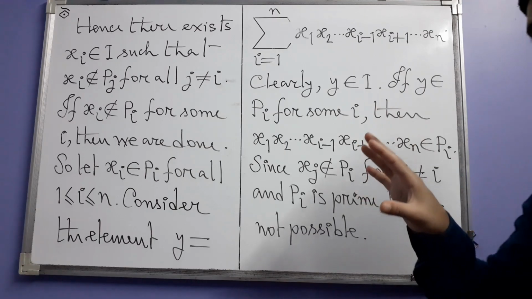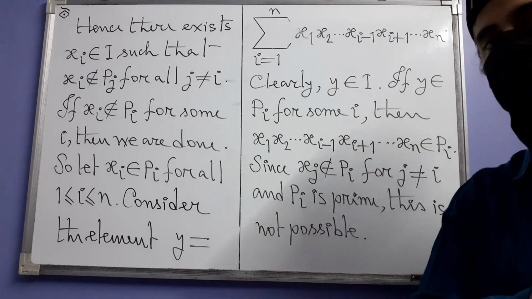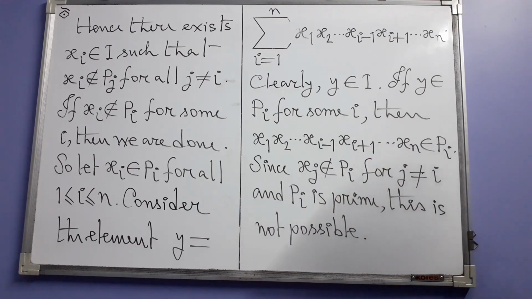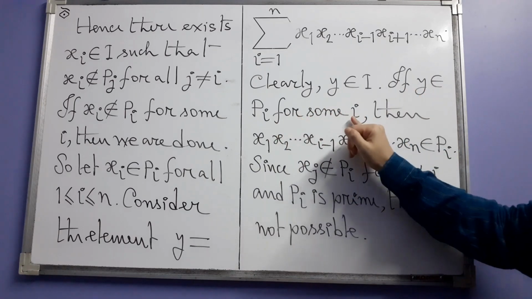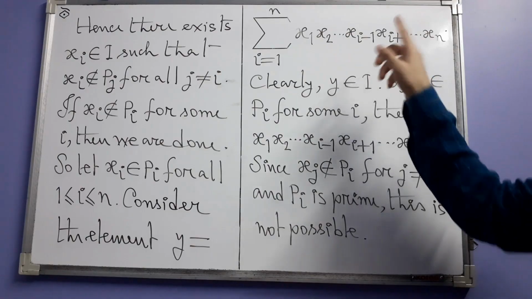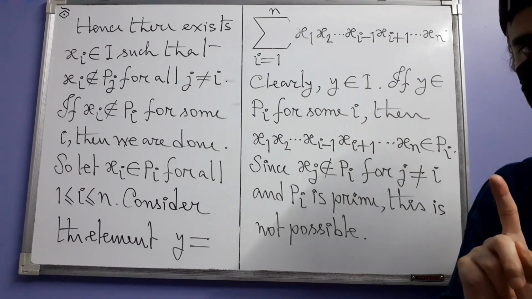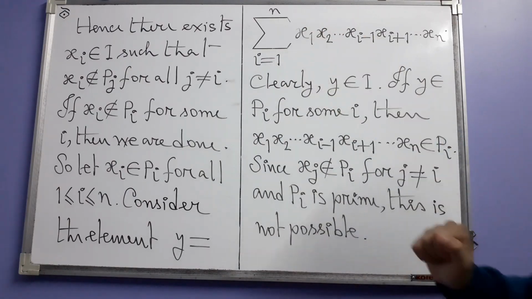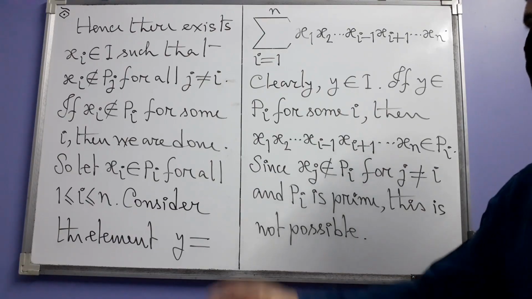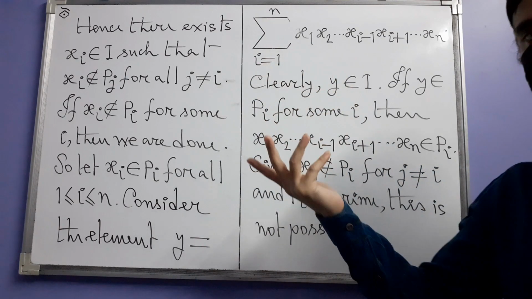Now we want to show, and in fact we are claiming that y is not in any Pi. What goes wrong if we assume that y is in some Pi? Say y belongs to Pi for some i. Now if you look at this sum carefully, now our i is fixed. It may look a little confusing because we are using i here as a variable, but you can think of something else, say j.